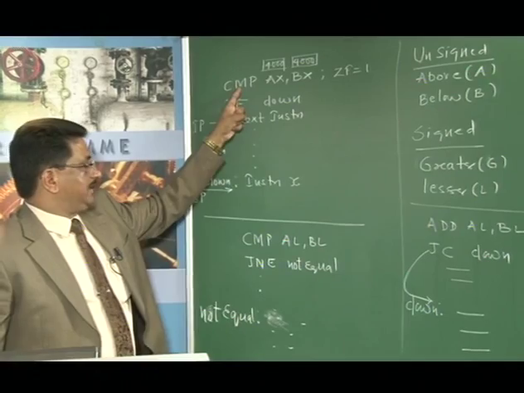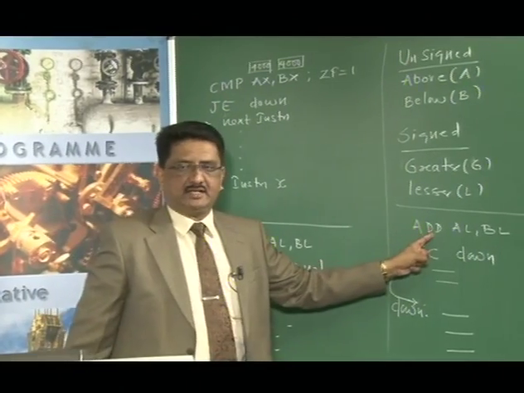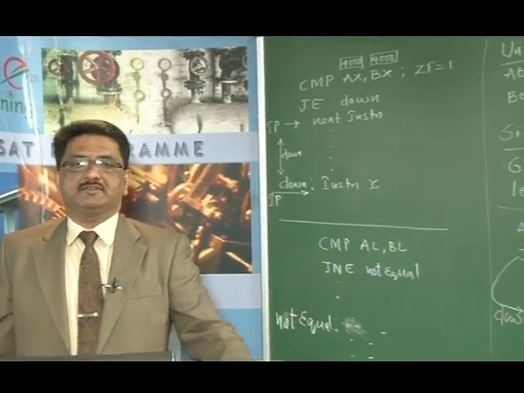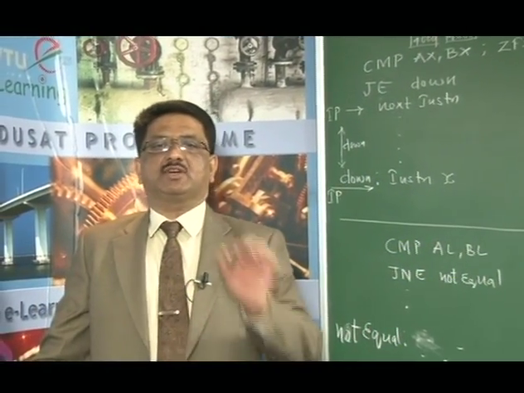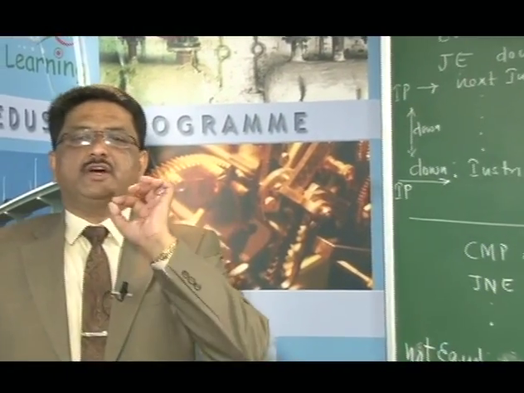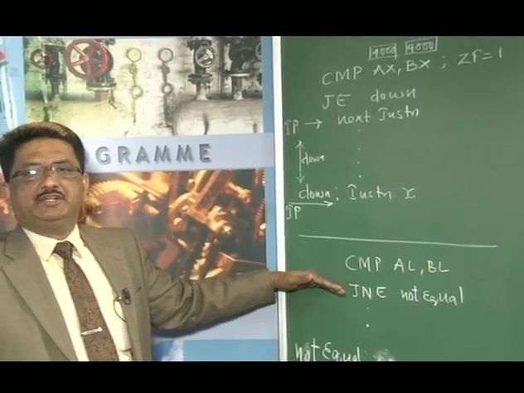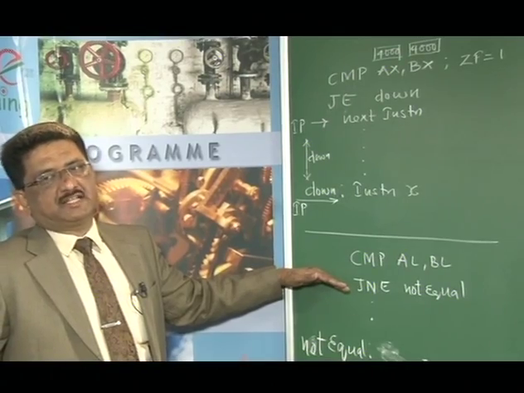Now carefully observe, here I have used a compare, here I have used a compare, here I have used an addition. So only after an arithmetic or logical operation are we trying to use this conditional branch instruction, because in the conditional branch instruction we are trying to check the condition of the flags. Since we are trying to check the condition of flags, and the flags are affected only after the arithmetic or logical operation, that is the reason why I need to use these conditional branch instructions only after an arithmetic or logical operation.